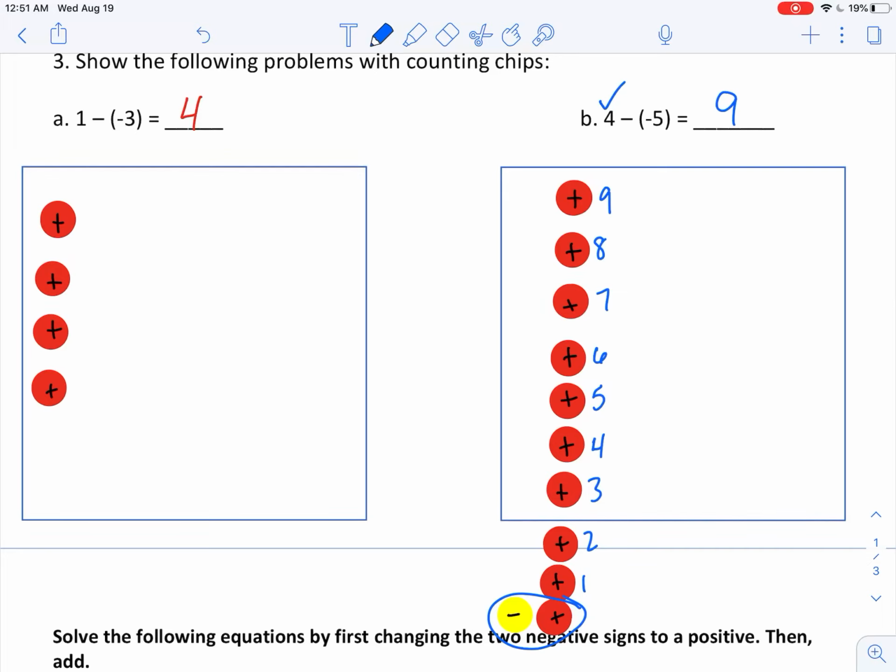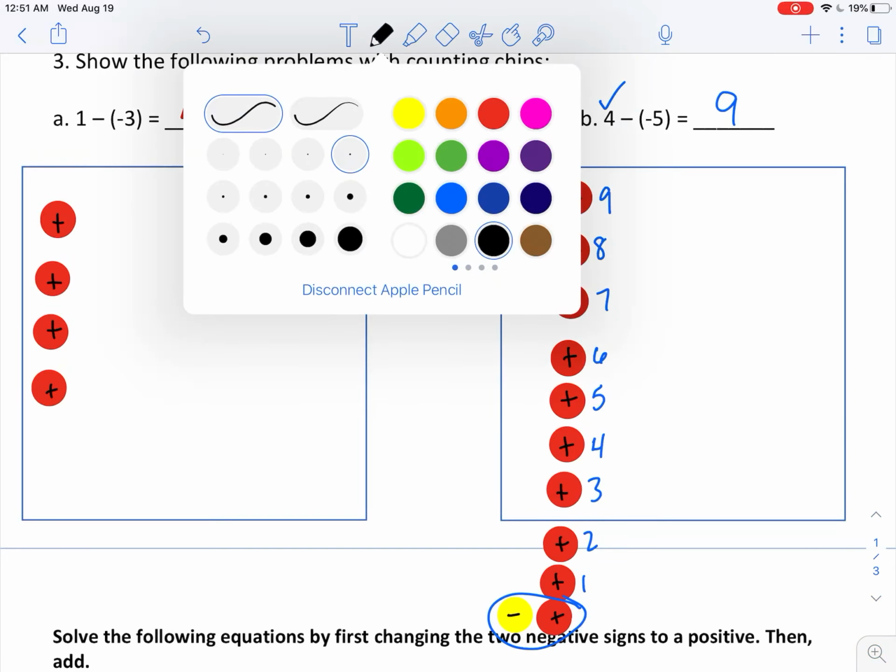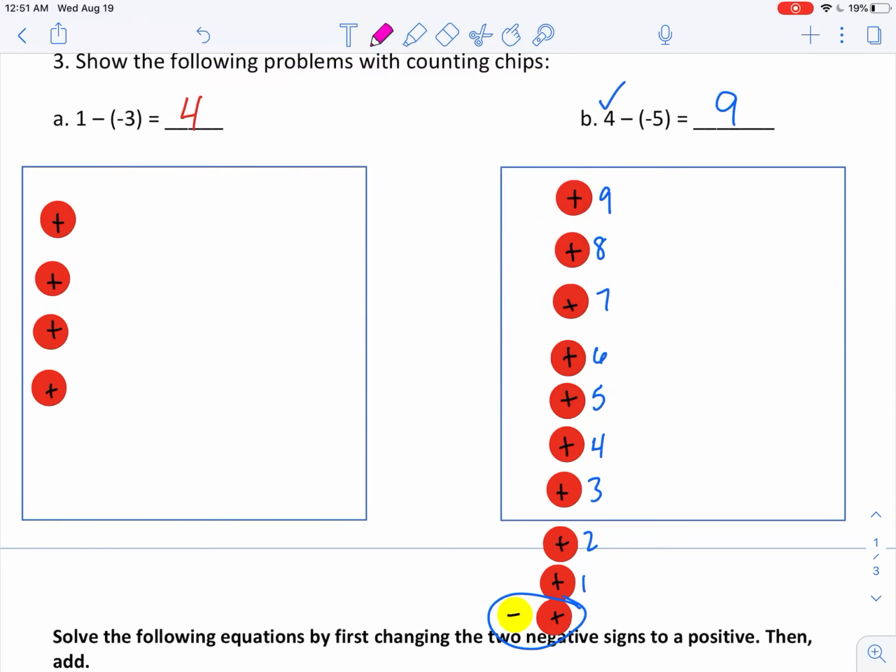And we can use our shortcut that you might have heard about in middle school, where you just take your 2 negatives and make those a positive. And we can check that. 1 plus 3 is 4. And then if I make this a positive, 4 plus 5 is in fact 9. So both of these seem to work out. We're doing pretty good so far.